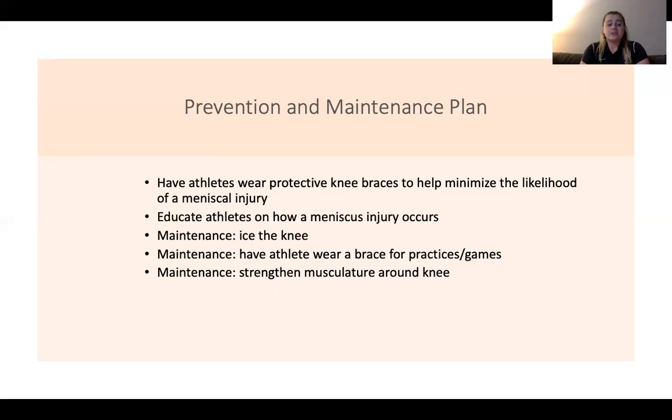So once the injury has happened, again, maintenance, we're going to ice the knee. We want to keep down inflammation and swelling as much as we possibly can. Have the athlete wear a brace for practice and games, and strengthen the musculature around the knee.